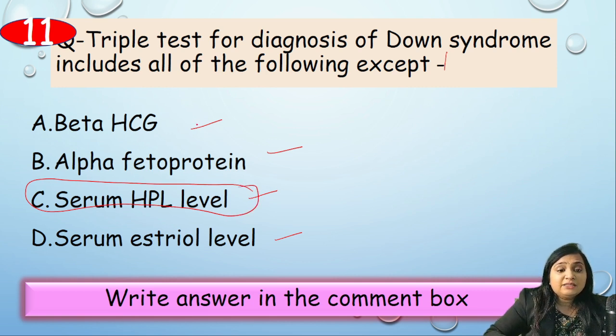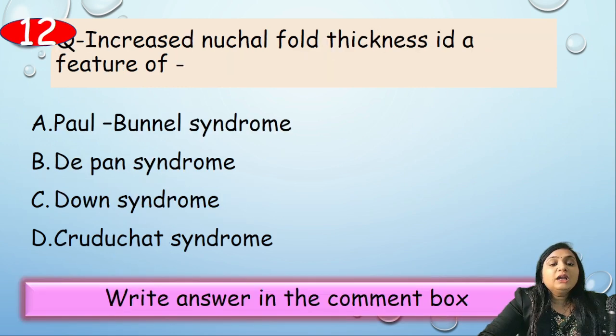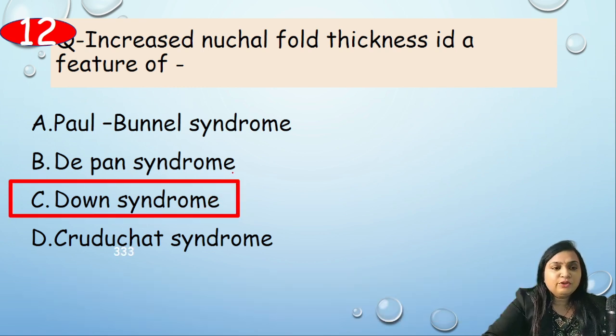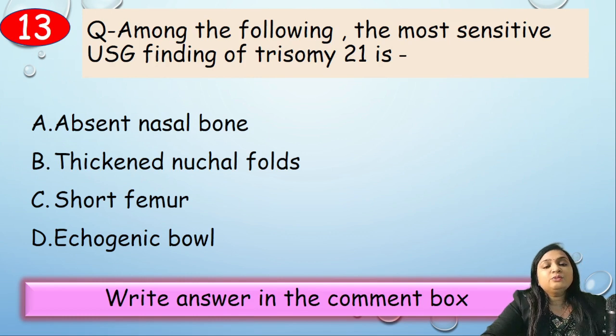It is HCG, alpha fetoprotein and estriol, which is part of the triple test. Increased nuchal fold thickness is a feature of Patau syndrome, Edwards syndrome, Down syndrome or Cri-du-Chat syndrome. It is a part of Down syndrome. We all know that because we have just discussed that nuchal translucency and nuchal fold thickness are a feature of Down syndrome.